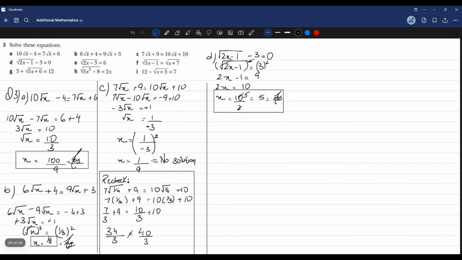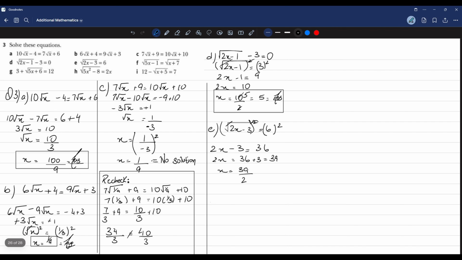And then we have part E, under root of 2x minus 3 is equal to 6. So basically what we're going to do now is again do the same thing as we have done in the previous part. 2x minus 3 is equal to, we square both sides, we get 6 squared is equal to 36. 2x minus 3 is equal to 36. 2x is equal to 36 plus 3, which is 39. So 2x is equal to 39 and x is equal to 39 divided by 2.